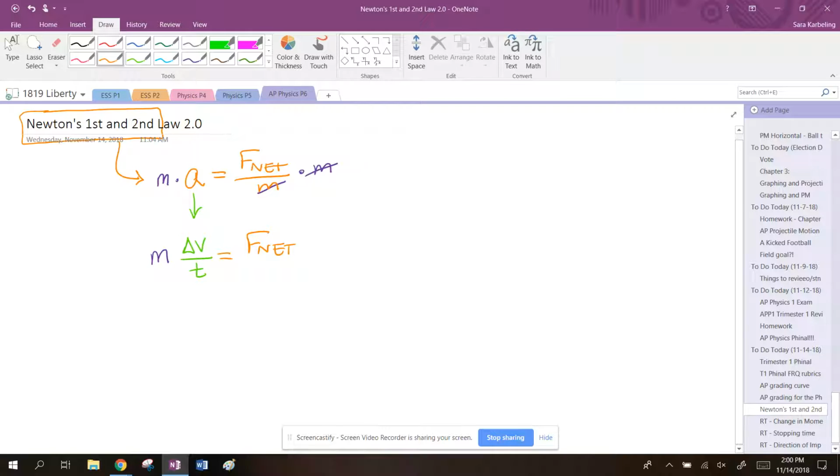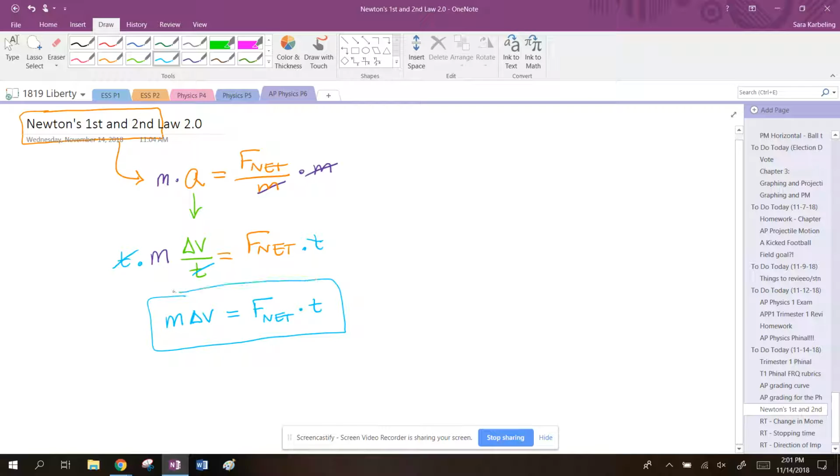How are we doing? Same stuff, new packaging, right? So now I'm going to do one more thing because I don't like denominators. I want to get rid of the denominator. So now I'm going to multiply by t. Woo! That's a fun t. My t's are going to go away. And I'm left with m delta v is equal to F net times t. Now I'm going to put a big box around it.